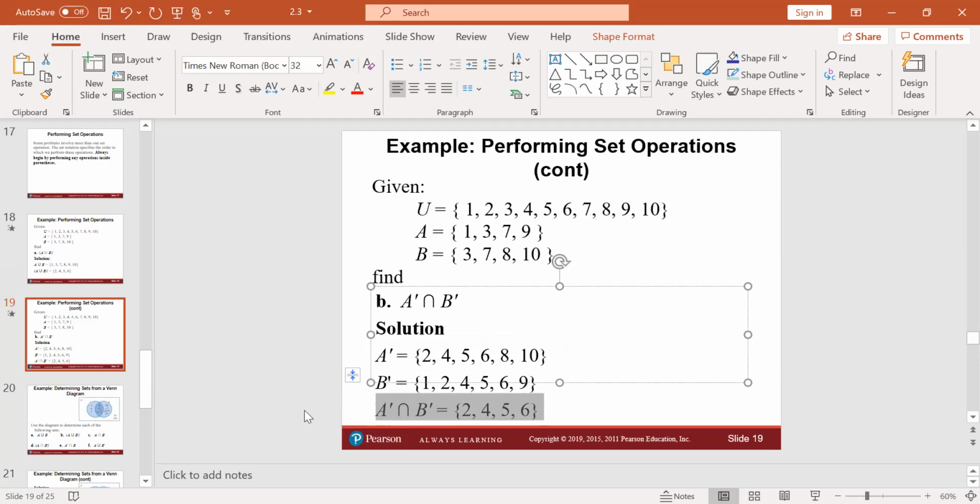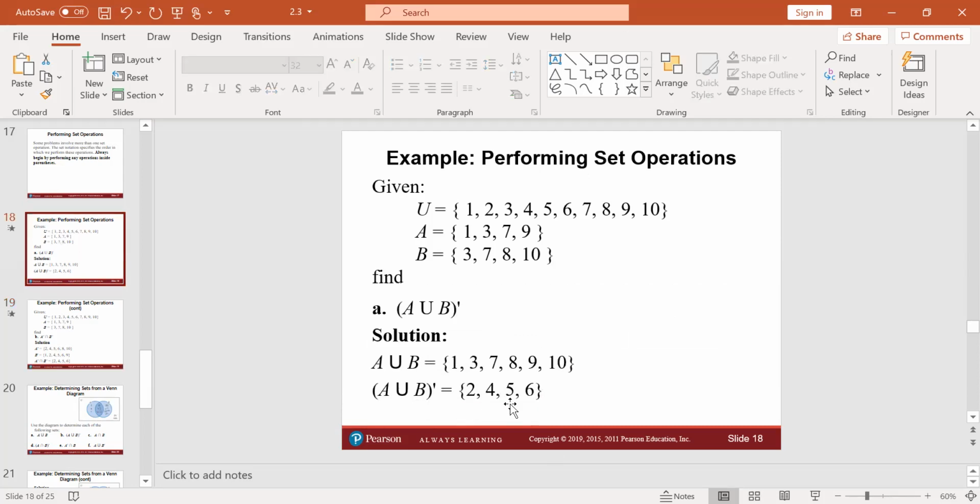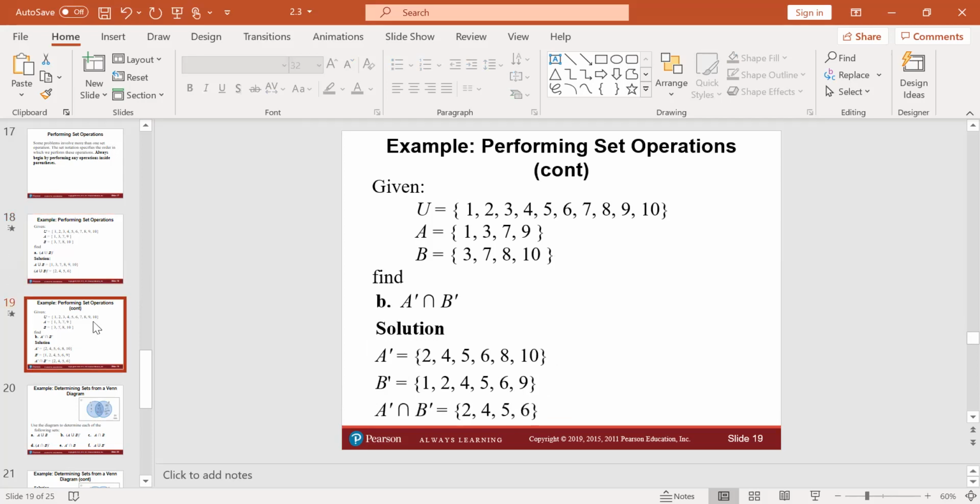Hey, that's actually kind of interesting. We got 2, 4, 5, 6 here. We got 2, 4, 5, 6 in the previous example. That's actually going to be true in general, and that's something called a De Morgan's law. But we don't necessarily have to go into detail about that.